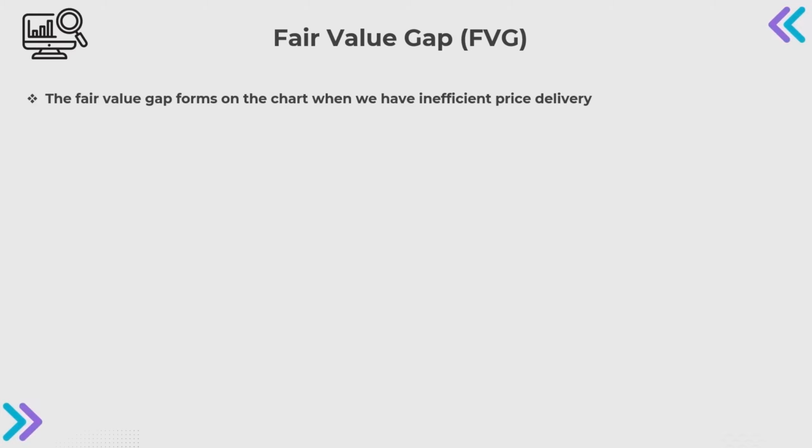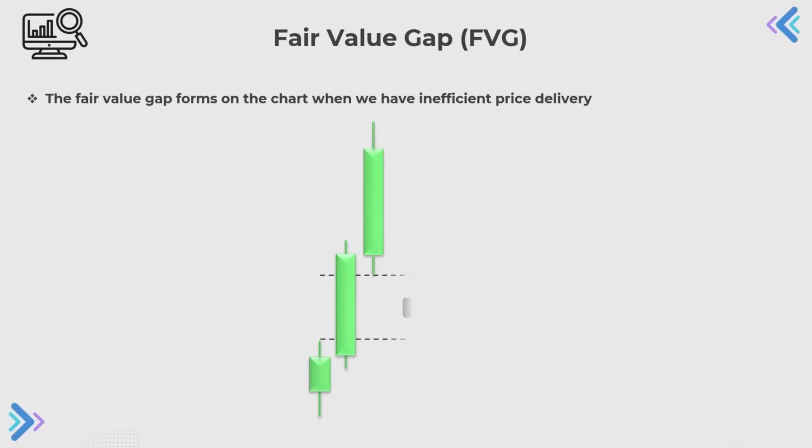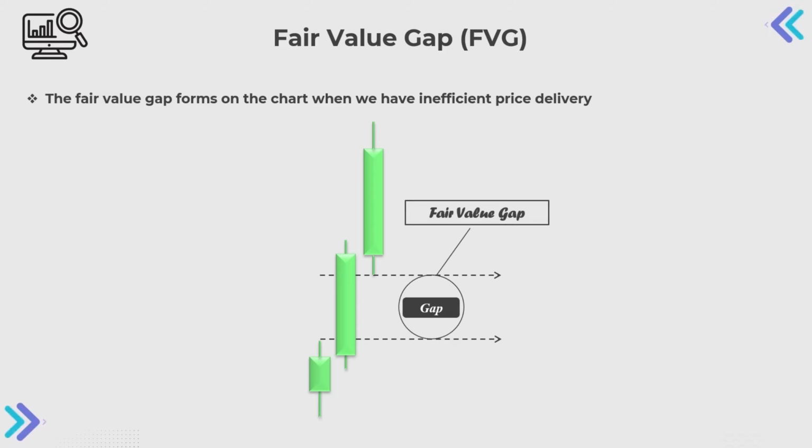In the next part of this video, we'll explore the essential and basic concepts related to inefficient price delivery. These concepts are crucial for mastering and understanding the Interbank Price Delivery Algorithm. Now, let's start with the fair value gap, the most commonly used and straightforward tool.